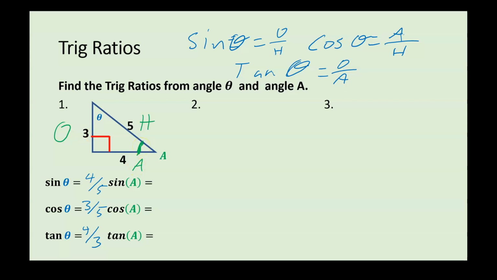So the sine of A, again, sine is opposite over hypotenuse, would be 3 over 5. The cosine of A, which is adjacent over hypotenuse, would be 4 over 5. The tangent of A, which is opposite over adjacent, would be 3 over 4. Okay.